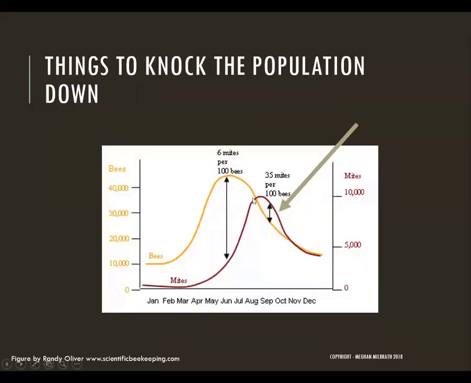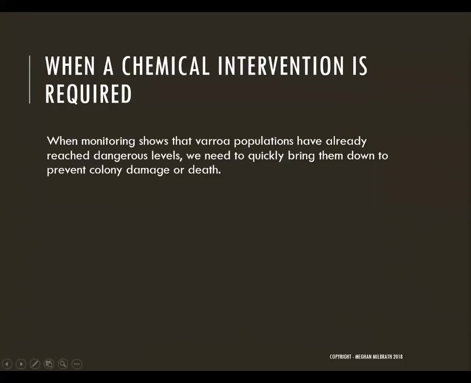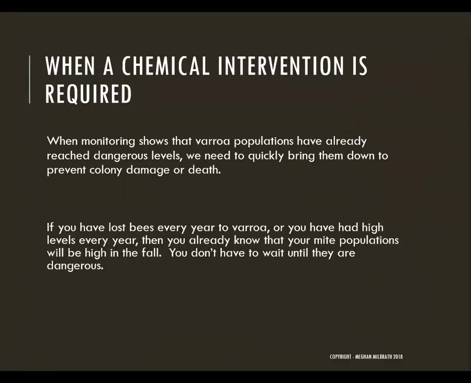So again, we're talking about this peak, and this is the "oh no, I monitored and it's September or October." Or it also works for the "oh no, I'm a brand new beekeeper, I'm terrified of monitoring, but I keep losing bees every year and I have to do something because I know this is a high risk area." All right, so when monitoring shows that Varroa populations have already reached dangerous levels, we need to quickly bring them down to prevent colony damage or death.